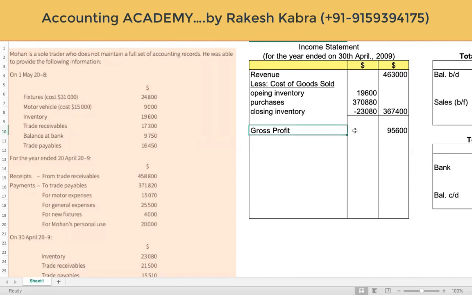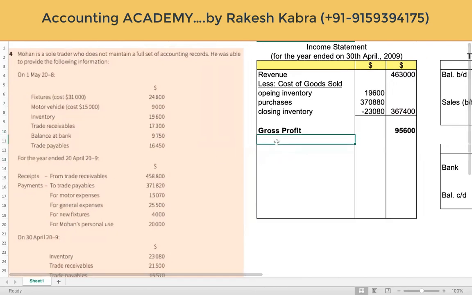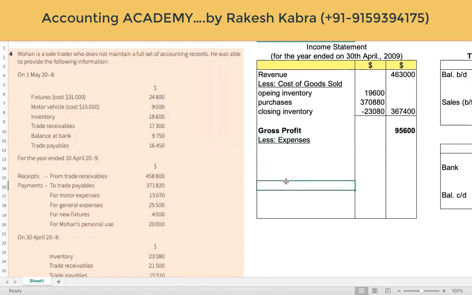Till here, tell me any doubt? No. Now next, there is no other income. So directly what I will do, I will subtract expenses. Expenses I will get from the payment side. So see, can you see the payment? What is the second payment? Motor expenses. So that I will write here.